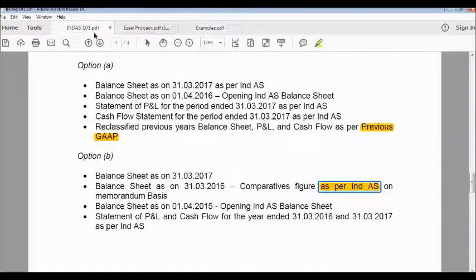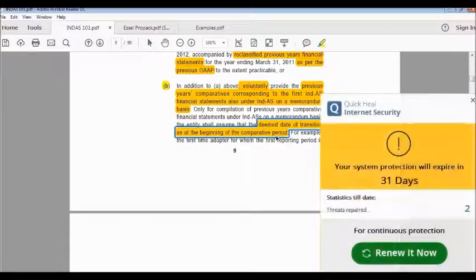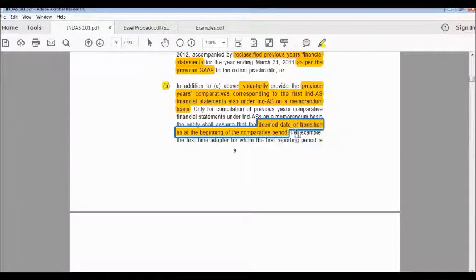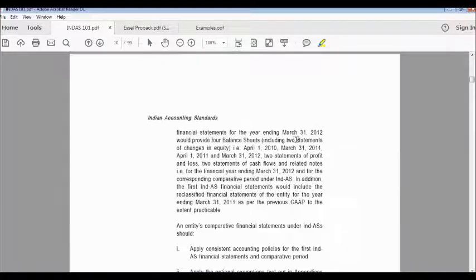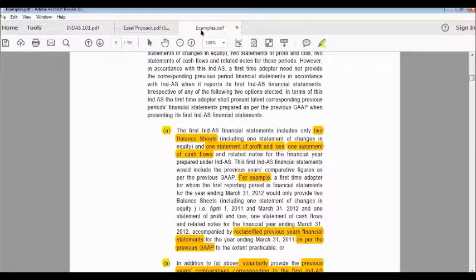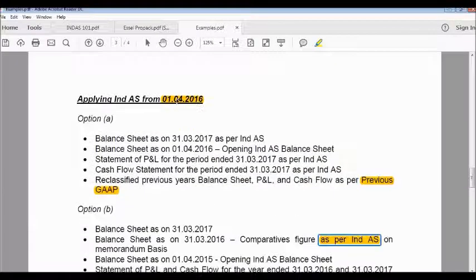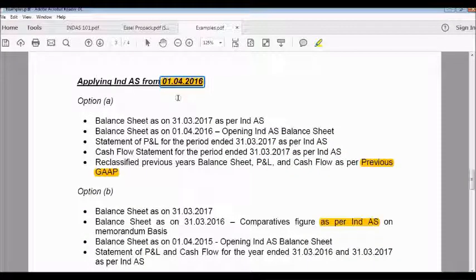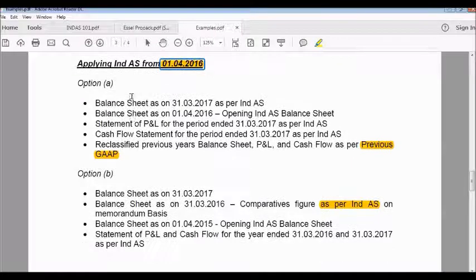So this one is saying this, and you have the example also. The quick pop-up is there also. So this is the example, you can check it out. I will not go through the example for you, but it says the same as what I have covered here. So assuming 1st April 2016 is your date of transition, there are 2 options.